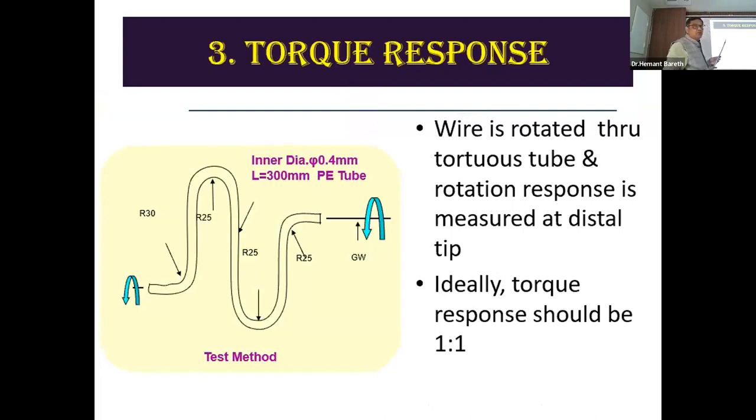So the third thing is torque response. And all these are bench tests that I'm describing. So these are not in the body, but are done outside the body to determine this. The third thing is torque response. So you take this kind of tortuous tube, and see how much wire you can push through. That is the torque response. And if you are able to do 1:1 transmission, then it will take all the bends and it will go. So that determines how much 1:1 torque transmission is happening, and that is the torque response. Ideally, it should be 1:1, even in this kind of system.